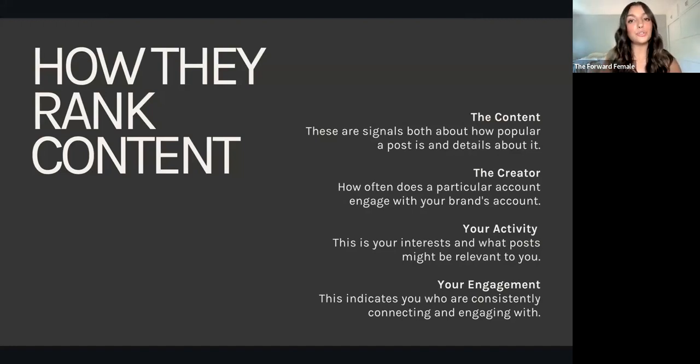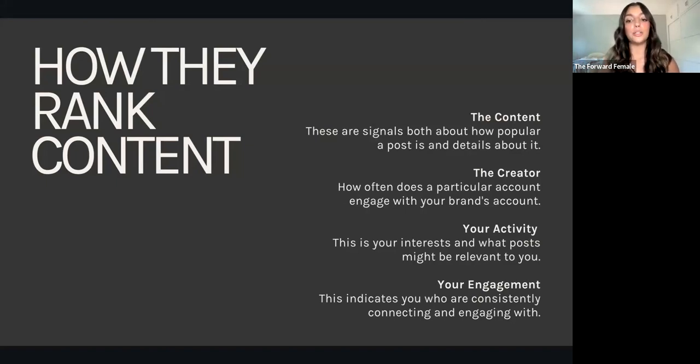So then it'll also track your activities. So what are you doing on Instagram? How are you behaving? What are you interested in? Are you engaging with others, and what accounts are those? What industries, what niches, what types of accounts are you engaging with? And what is relevant to you?